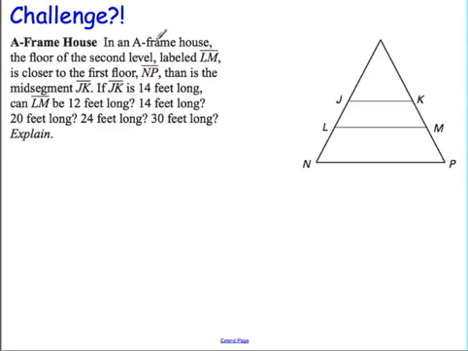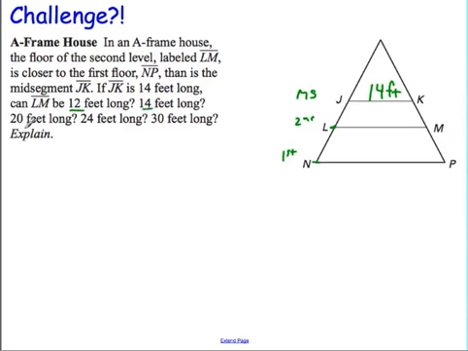Anyway, in an A-frame house, the floor of the second level, labeled LM, that's this right here, is closer to the first floor, NP, this is basically the first floor, than it is to the mid-segment JK. So basically they're saying this is the mid-segment, this is the second floor, this is the first floor, I guess, like so. I don't know if that's really important, but it's okay. If JK, which is the mid-segment, is 14 feet long, can LM be 12 feet?